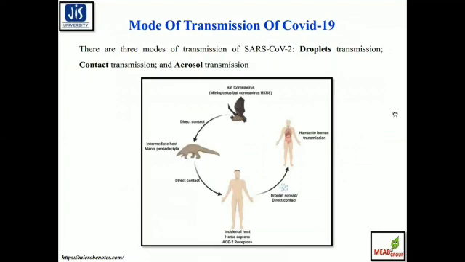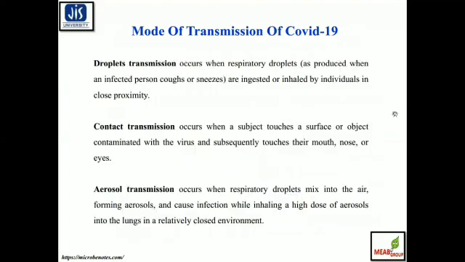There are three distinct modes of transmission found in SARS-CoV: droplet transmission, contact transmission, and aerosol-borne transmission. Droplet transmission occurs when respiratory droplets are ingested or inhaled by an individual in close proximity. Secondly, contact transmission occurs when a subject touches a surface or object contaminated with the virus and subsequently touches their mouth, nose, or eyes. Aerosol transmission is the final one, which occurs when respiratory droplets mix into the air forming aerosol, and cause infection while inhaling a high dose of aerosol into the lungs in a relatively closed environment.